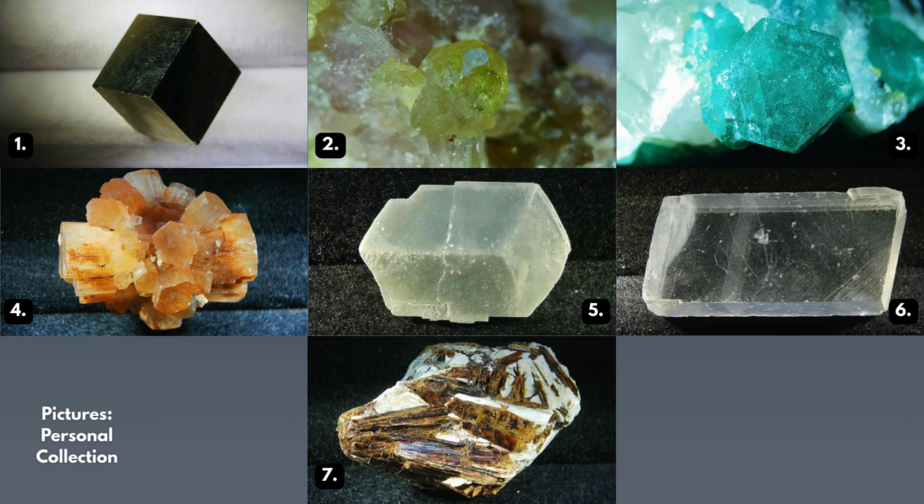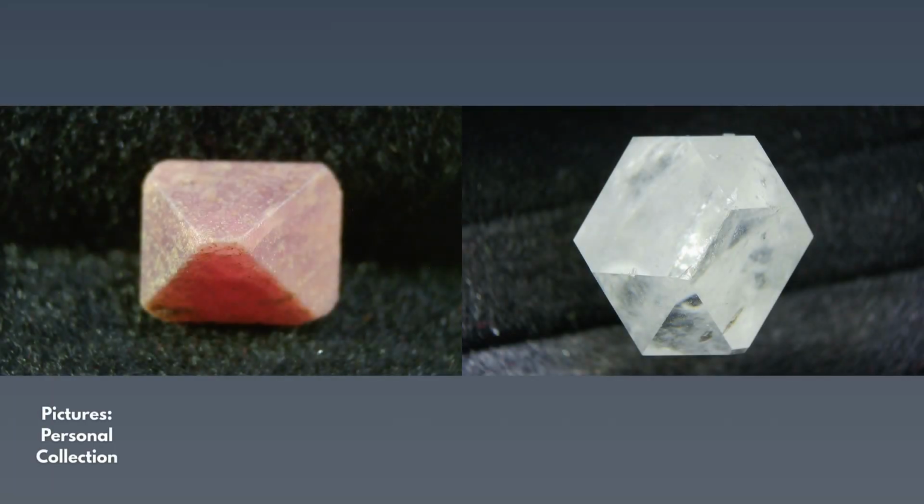So here we have pyrite, which is in the cubic system, vesuvianite, which is in the tetragonal system, beryl, emerald in this case, which is in the hexagonal system, aragonite, which is in the orthorhombic system, gypsum, which is in the monoclinic system, calcite, which is in the rhombohedral system, and astrophyllite, which is in the triclinic system. So here we have a spinel, which has an octahedral crystal shape, which puts it in the cubic system. And then on the right, we have a quartz crystal, which has a point with faces.